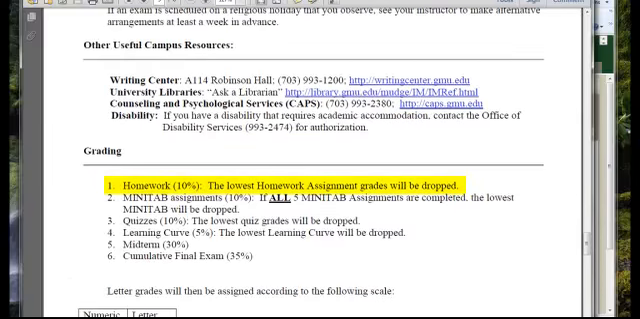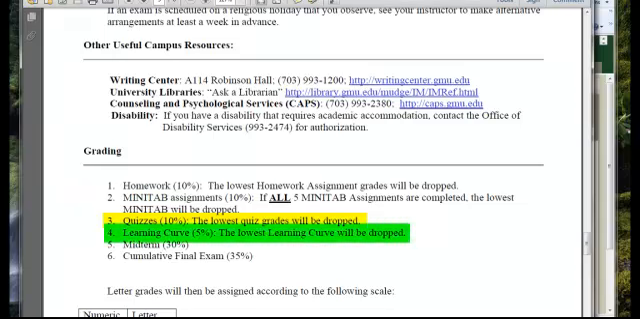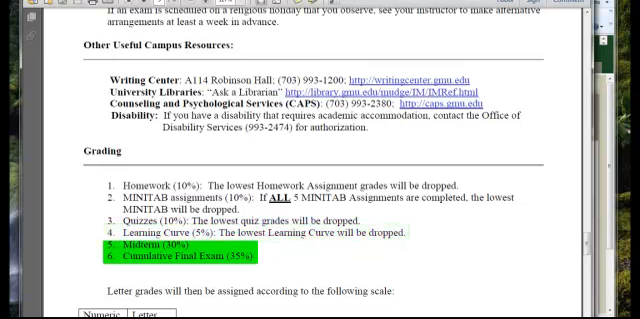Grading. 10% of your grade comes from homework, and the lowest homework assignment is dropped. Mini-tab, 10% of your grade. If you complete all 5 mini-tabs, then the lowest mini-tab will be dropped. So in other words, you can't just not do a mini-tab and think that that's the one that will be dropped. You have to turn in all 5 mini-tabs. Quizzes are 10% of your grade with the lowest quiz dropped, and the learning curve is 5% of the grade with the lowest learning curve dropped. Your midterm is worth 30%, and your final exam is worth 35%.